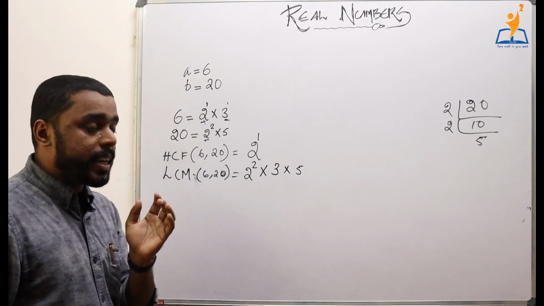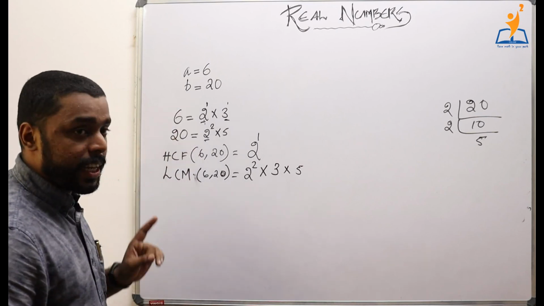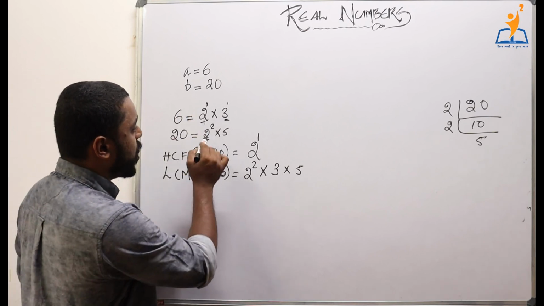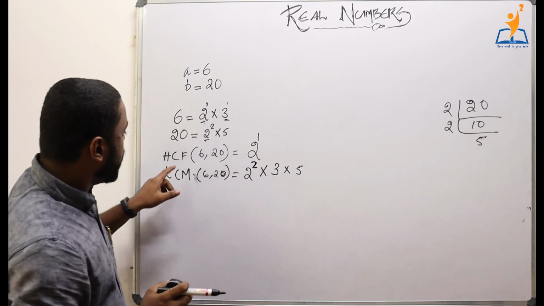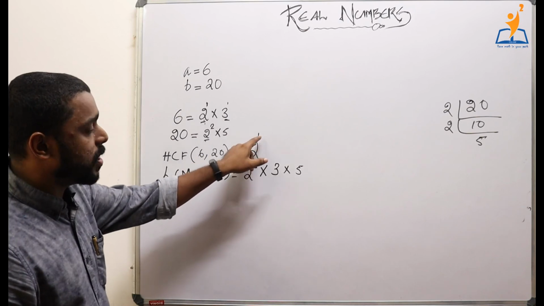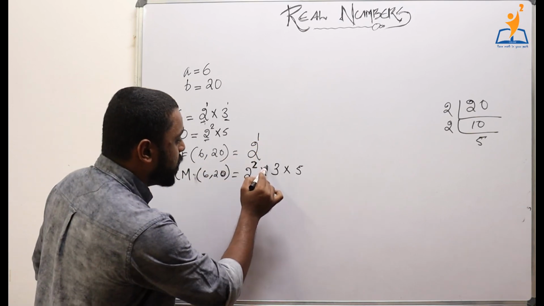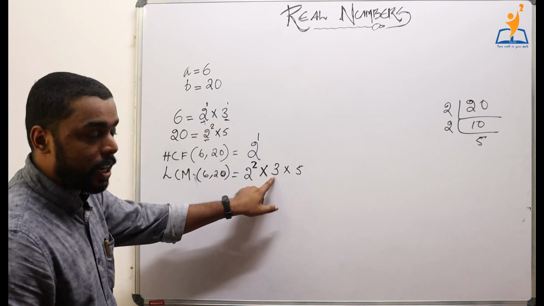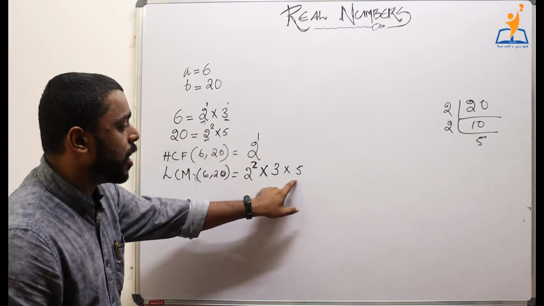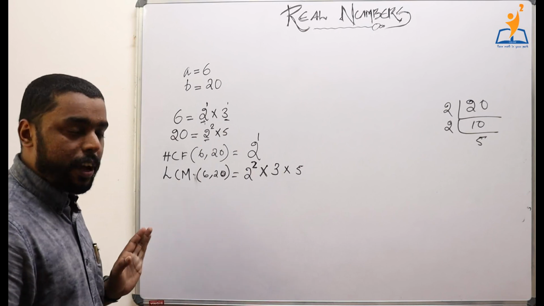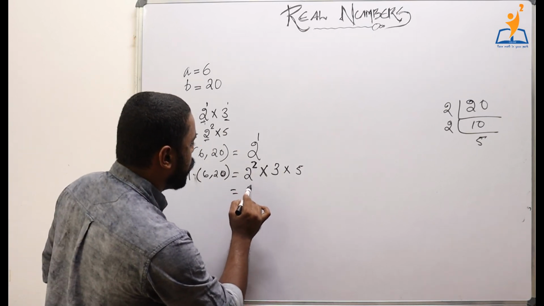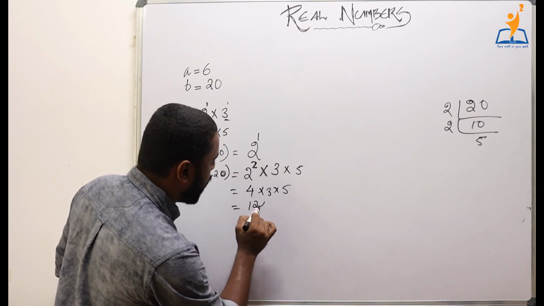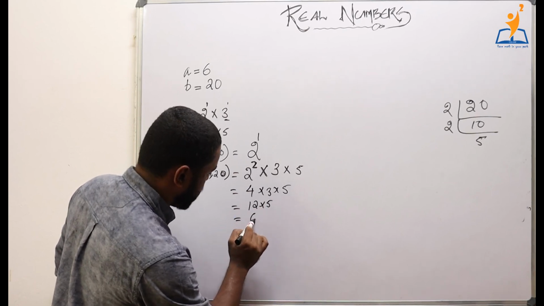So in order to find the LCM, we first locate the common primes. Here 2 is common, so we should choose the one with the highest power. In the HCF example, we chose the one with the lowest power. Now, choose primes which are not common. 3 is available here, so we multiplied 3, and 5 is available here, so we multiplied 5. Then we get 4 into 3 into 5, which is equal to 12 into 5, equal to 60.